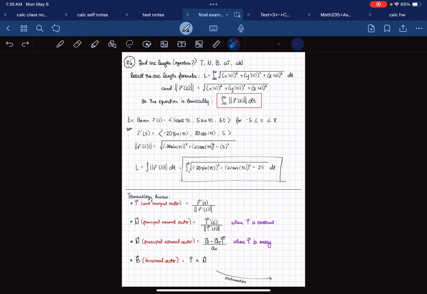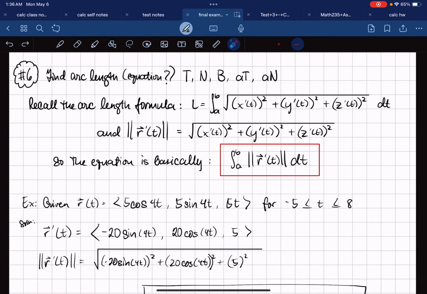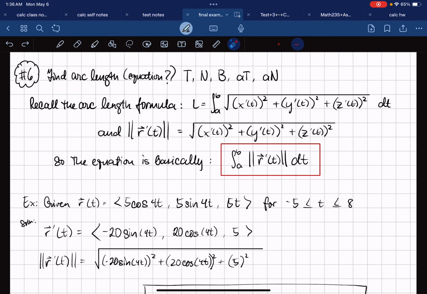Okay, so now this topic right here is topic number 6, finding the arc length, or the equation of the arc length. I asked the professor if we just needed the equation, and he said we could calculate it actually if we are able to. It's sounding to me like it's not going to be very hard. But in any case, we're going to find T, N, B, AT, and AN, right?